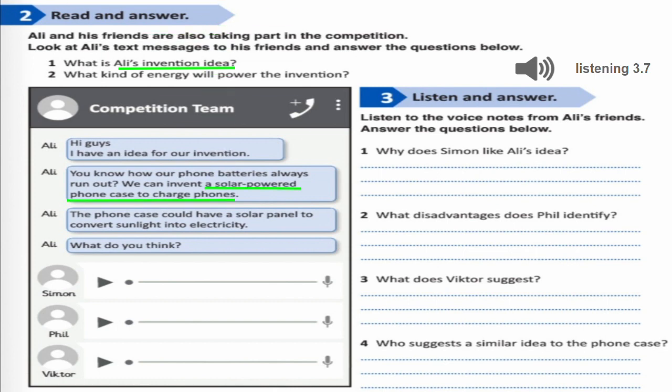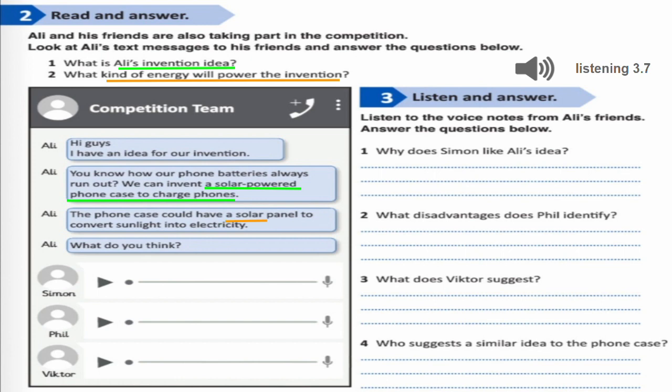And here, this is the idea: a solar-powered phone case to charge phones. Question number 2. What kind of energy will power the invention? So, let's continue, and it is obvious here, solar. So the phone case could have a solar panel. So it's solar energy.